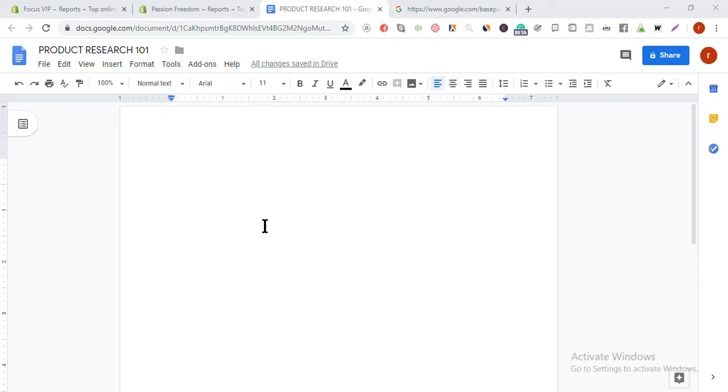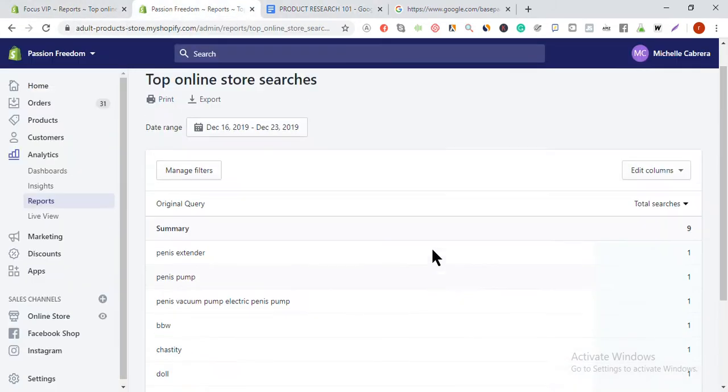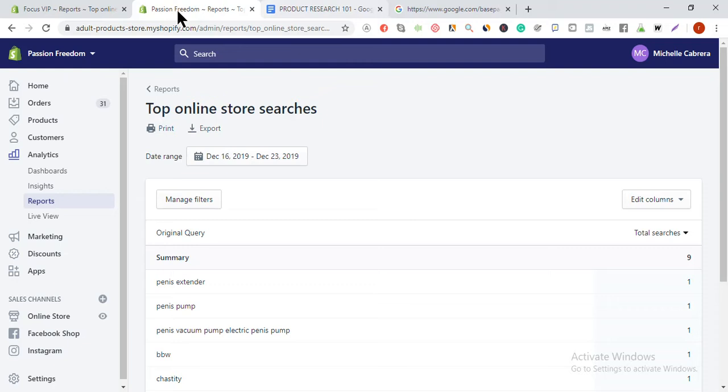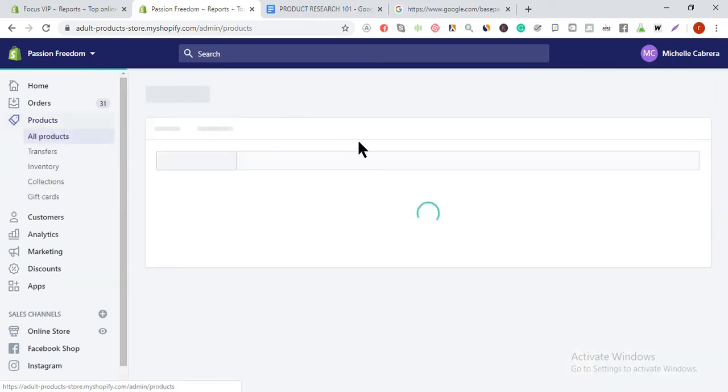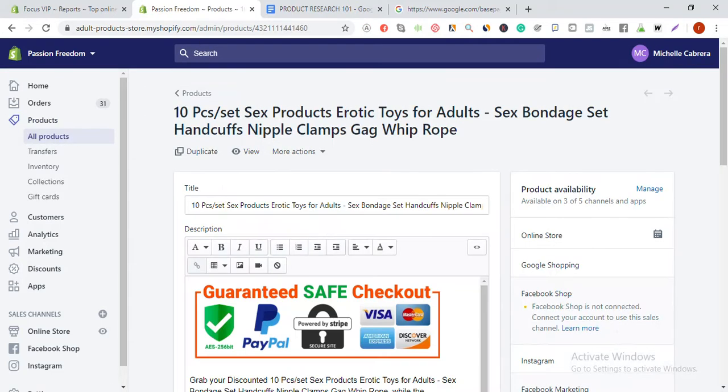Okay. So when you say niche specific, it goes with the niche that you have in your store. Like there are stores that are truly niche specific, like an adult store. They're selling adult toys, so they are definitely focused in one niche alone. So that's the kind of store that is niche specific. So let's check the store.